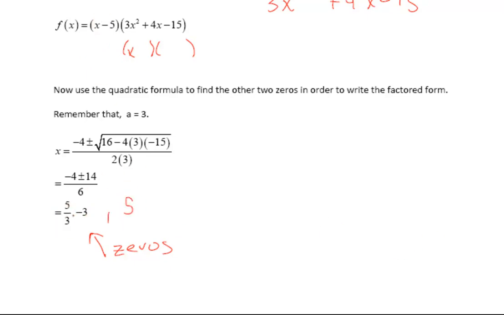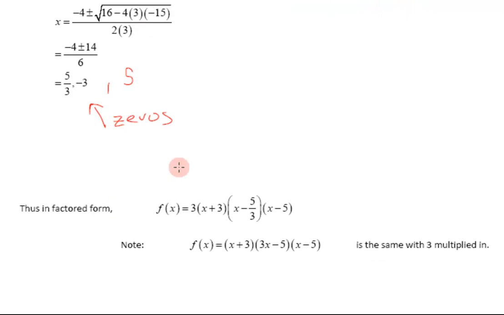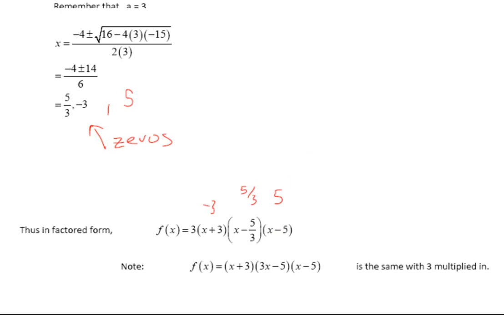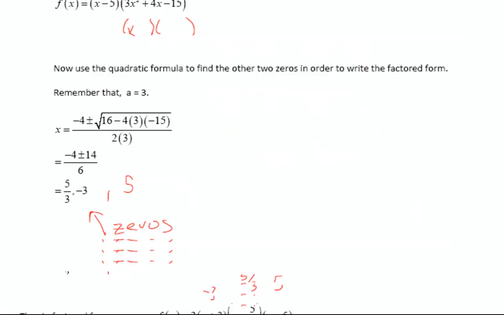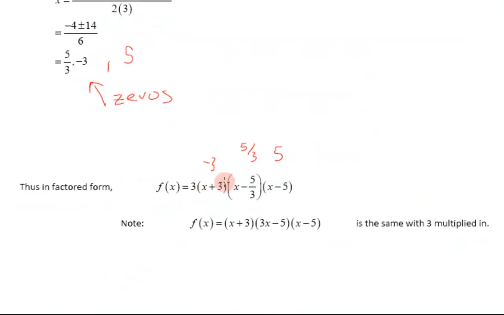Now I'll write it in factored form. Negative 3 is a 0, 5/3 is a 0, and 5 is a 0. These are my zeros. And what was the leading coefficient of the problem starting out? It was a 3. So I need that 3 written right out front. So that's my answer in complete factored form with the 3 out front. If I didn't put the 3 out front, then I have a problem.